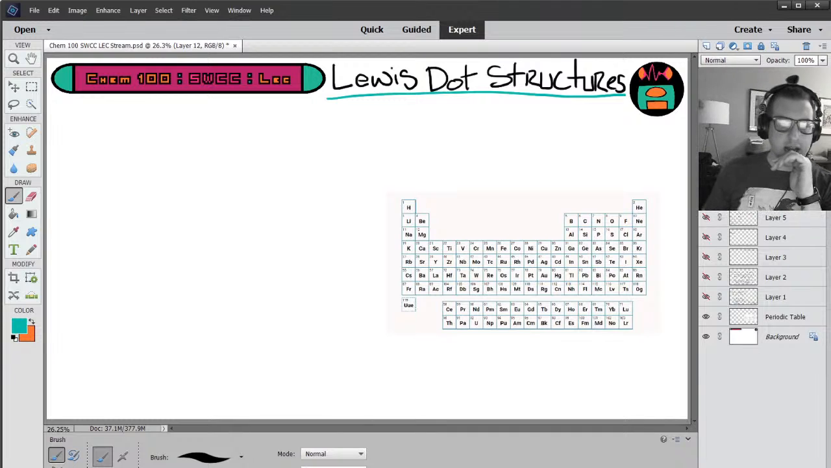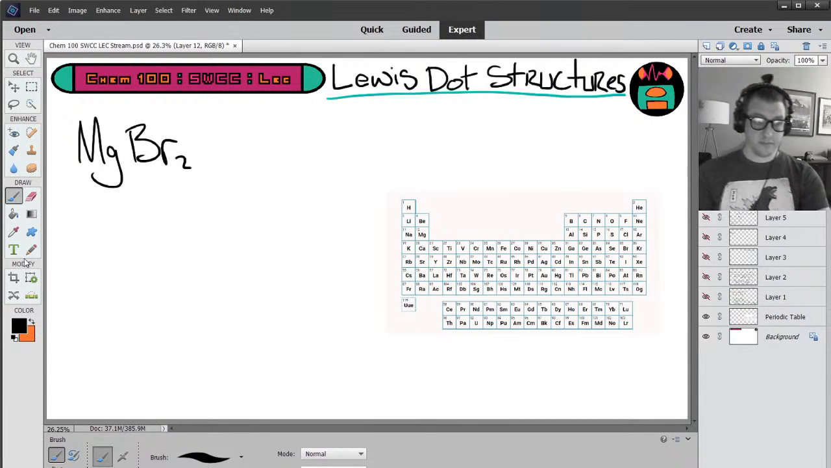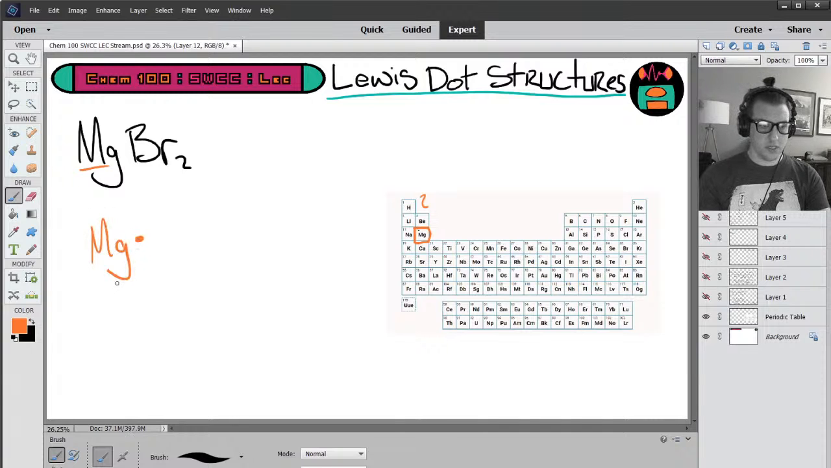Okay, let's look at another compound. Let's look at how magnesium bromide forms. All right, well, first things first. If we look at magnesium, it's right here. It is in the second column on the periodic table. So magnesium will have 2 dots around it.